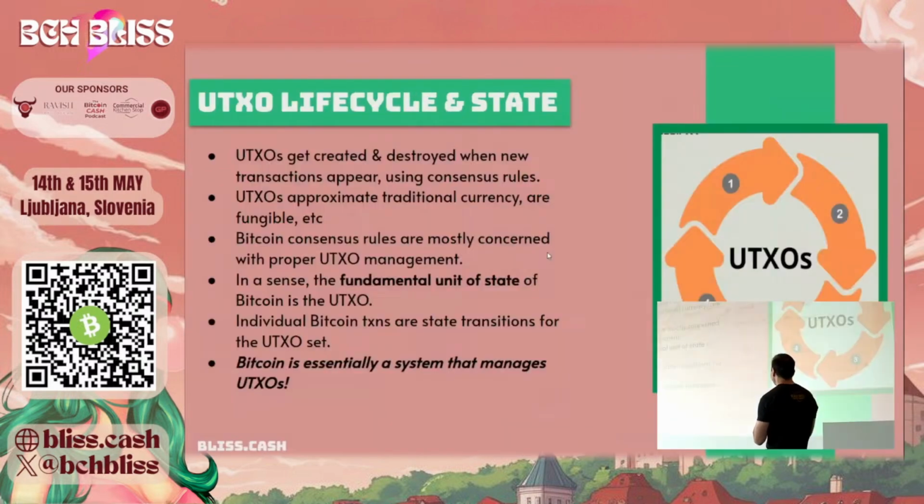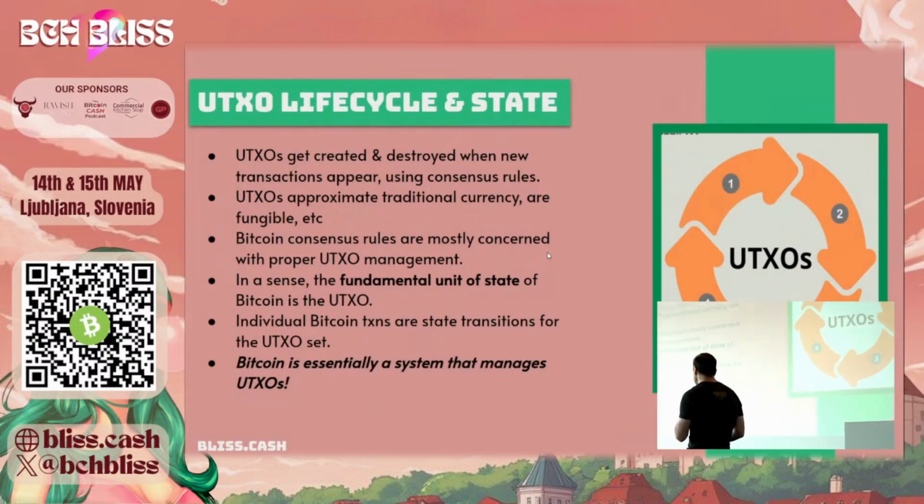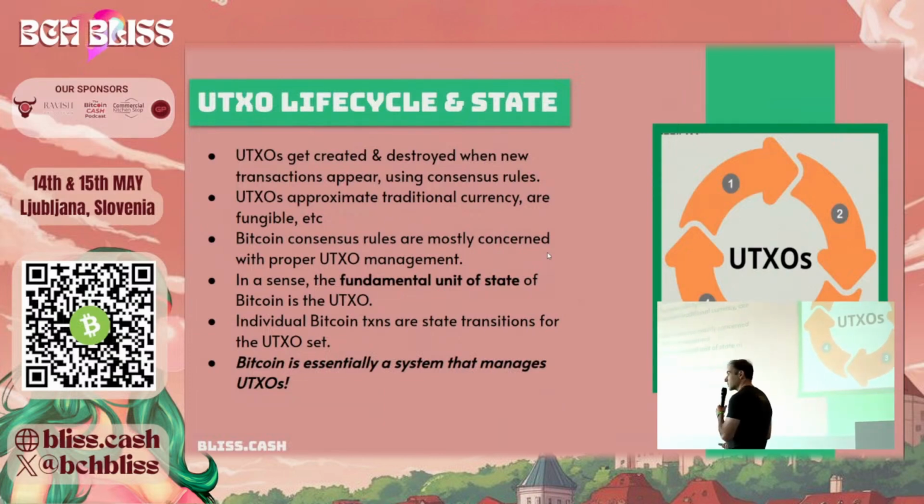Next slide. So the UTXO lifecycle. UTXOs get created and destroyed when new transactions appear. The old ones get destroyed when they're used as inputs, but the new ones get created. And so it's sort of a cycle.